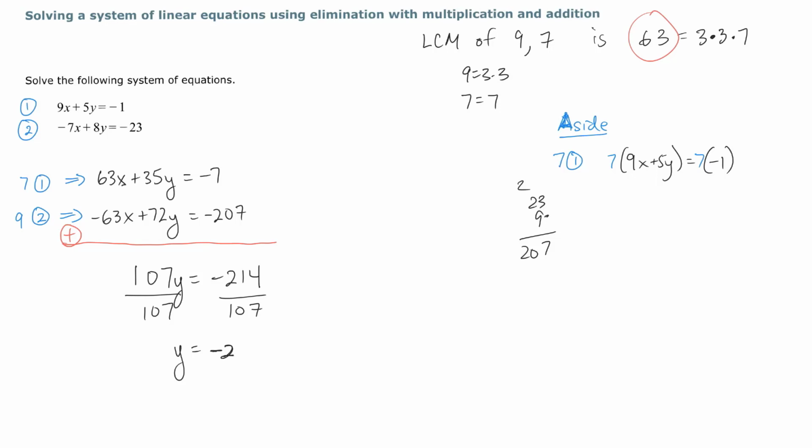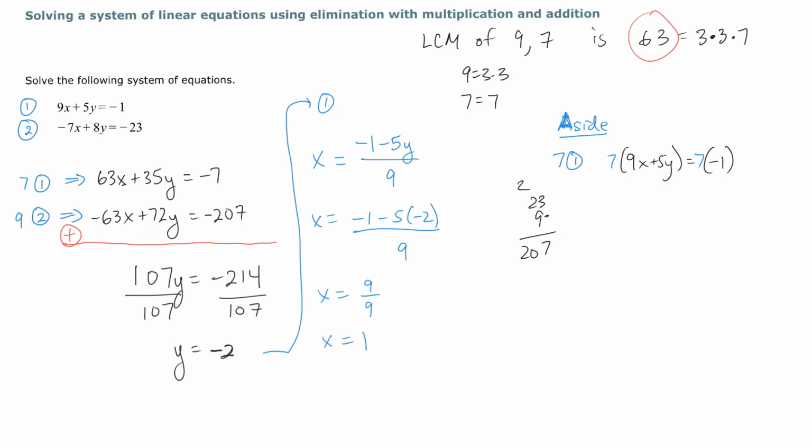How should we get x? A couple different ways to do it. I would probably pick the equation with smaller numbers. So why don't we pick equation 1? I'm going to pick equation 1 and try to solve for x. So we are going to get negative 1 minus 5y divided by 9 is equal to x. And we already know y is negative 2, so x is equal to negative 1 minus 5 times negative 2 over 9. So x is equal to, looks like 9 over 9, which is just 1.